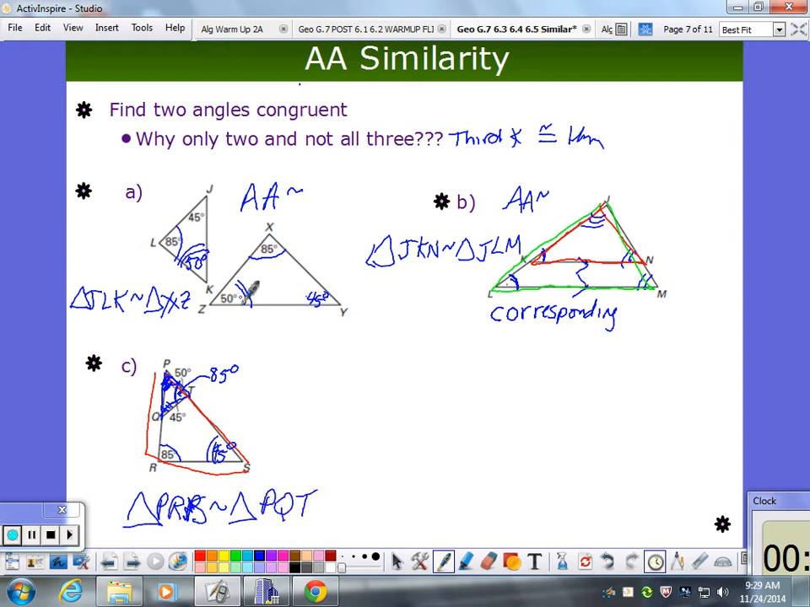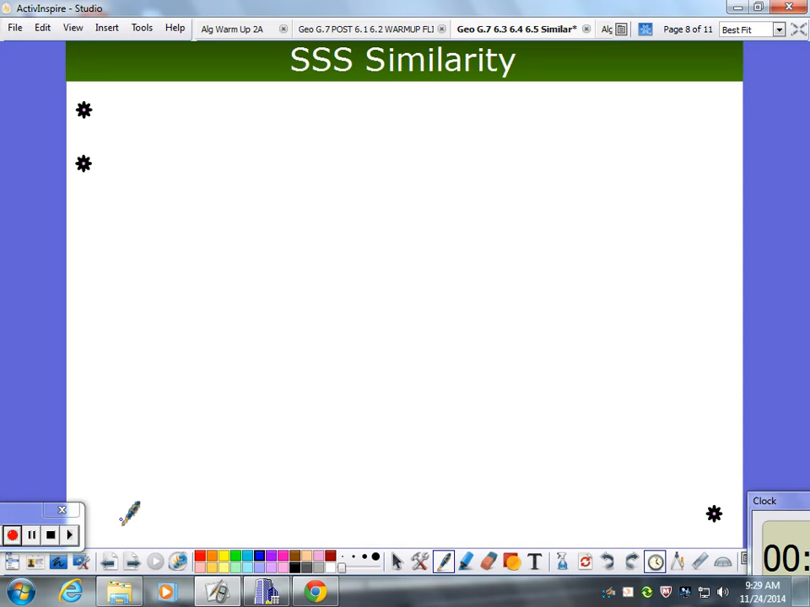P is 50, R is 85, T is 85, right? So I'm going to have to go this way. And then S is 45, so Q is S. So you have to kind of match them up. And once you do that, you can see similar sides: PR and PT similar, RS and TQ similar. Okay, awesome.